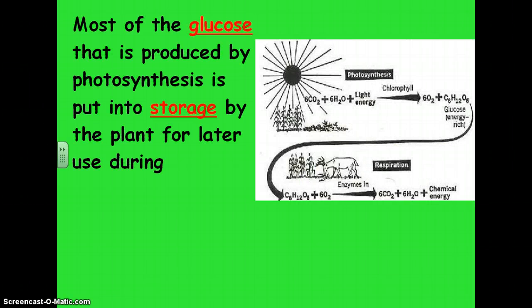So most of the glucose that is produced by photosynthesis is put into storage for later use. So it might make cellulose, it can make a whole slew of things with the glucose it just made. In the picture, we see how light energy plus carbon dioxide and water turns into oxygen and glucose. And in respiration, those products become the reactants, and the sugar plus the oxygen turns into carbon dioxide and water.